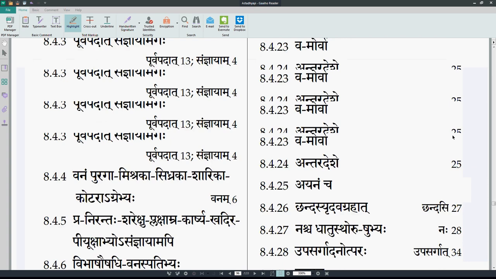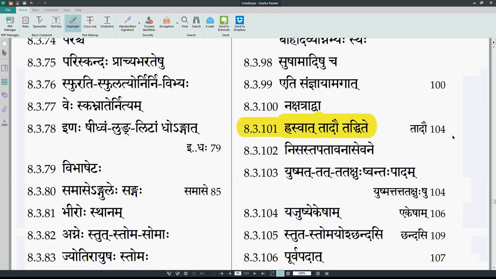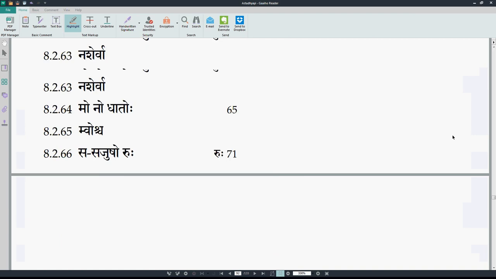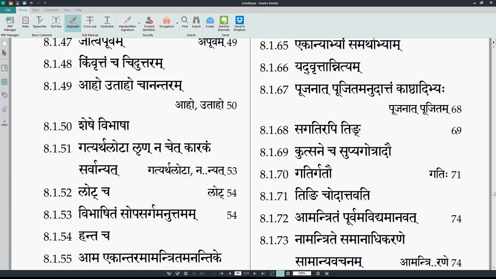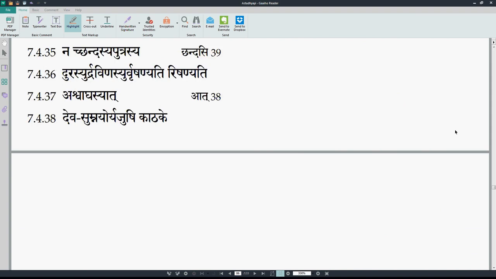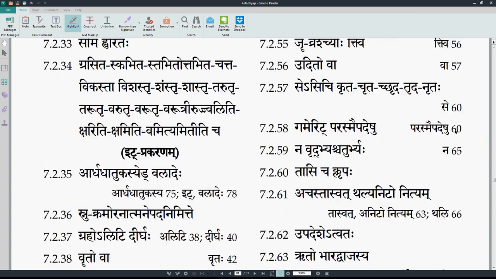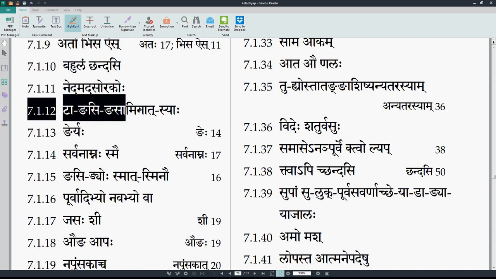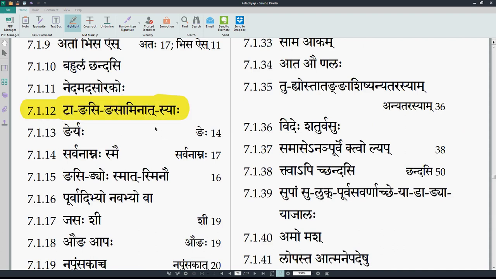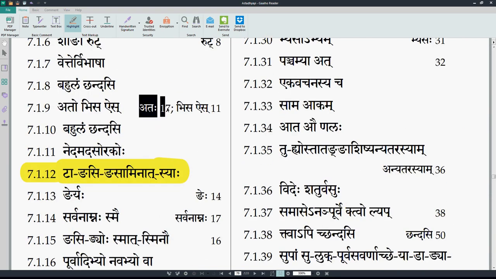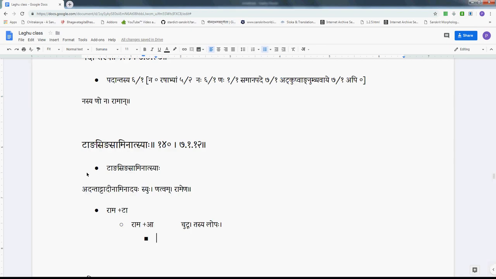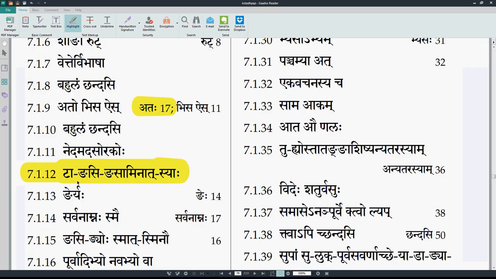Yes, this sutra here, 7112. Tanyasinyasam Inatsyaha. What is the anuvritti here? Ataha. Ataha goes till 17. We have seen pratyaye pare. Ta is a pratyaya, nyasi is a pratyaya, nyas is a pratyaya. So three pratyayas are given for ta, nyasi and nyas.